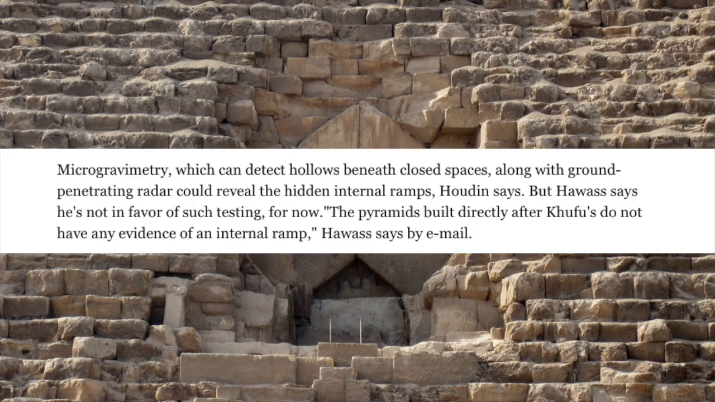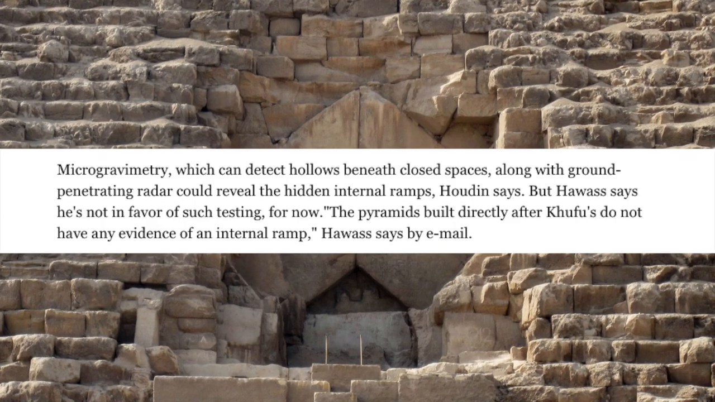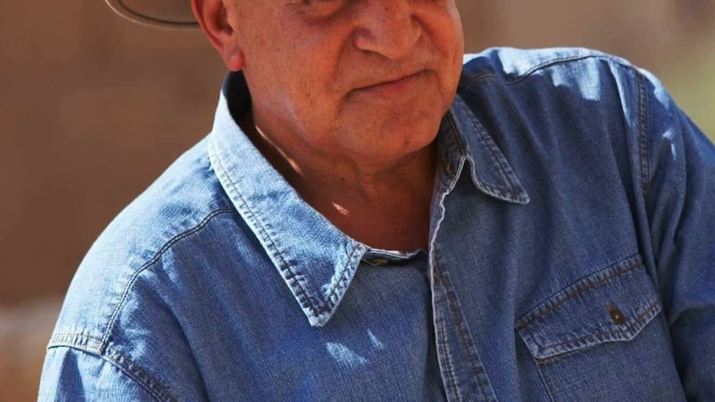An article on the History News Network website reveals a throwaway line from 2007, where Hawass states that pyramids built directly after Khufu's do not have any evidence of an internal ramp. It seems almost trite to analyse this small comment, but I've seen footage of and I've read Hawass doing this a few times, that being quickly shutting down something with circumstantial counter-evidence.